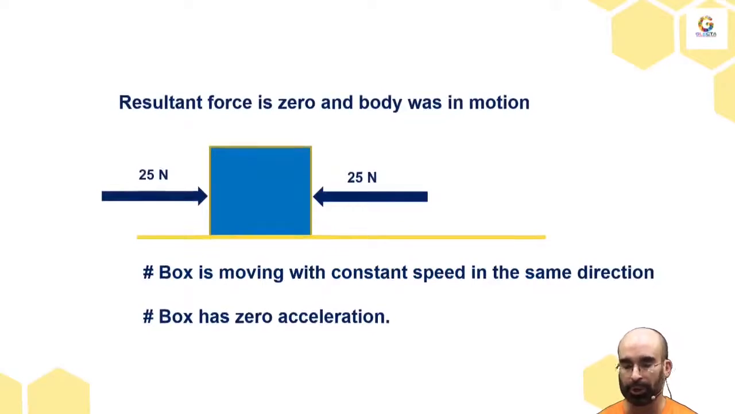Now, another situation where resultant force is 0 and body was initially in motion. When resultant force is 0, body will not accelerate and it will move with constant speed in the same direction.